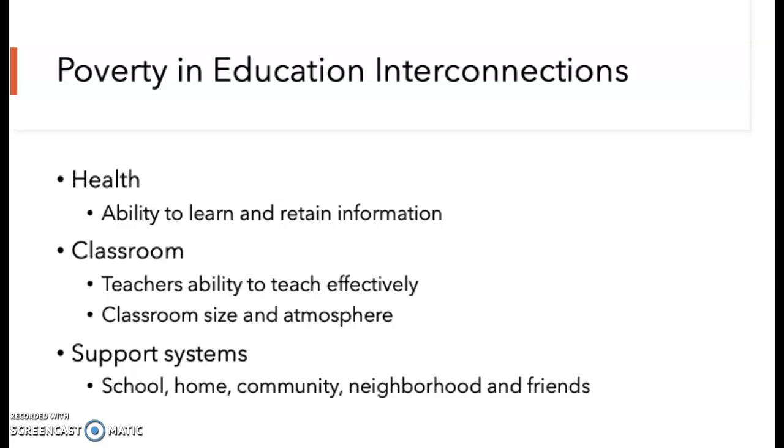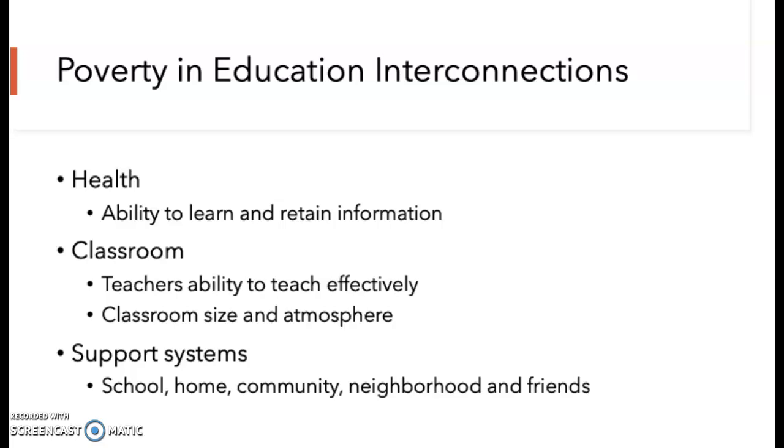And to talk about some of the interconnections of poverty in education, they are health, the classroom, and support systems. Health is something that greatly affects a child's education. When sick or malnourished, the brain functions slower and restrains your ability to learn and retain information. Having poor health is also something that lower income households are prone to, due to lack of insurance or access to doctors' offices and whatnot.